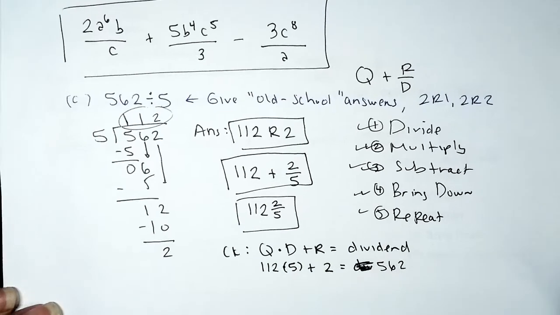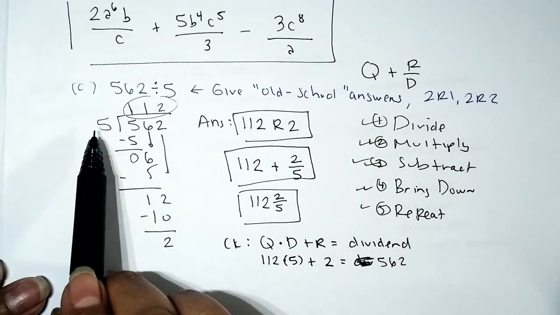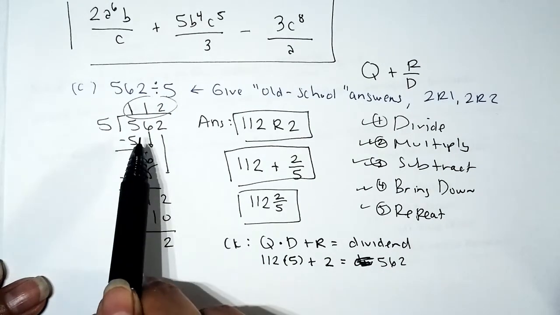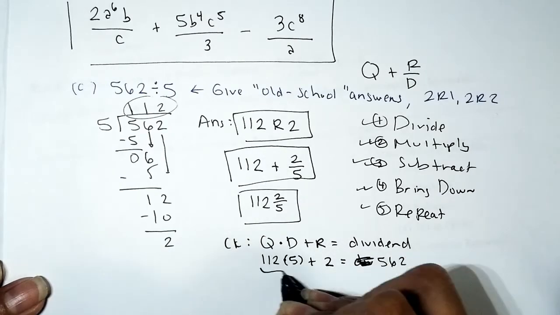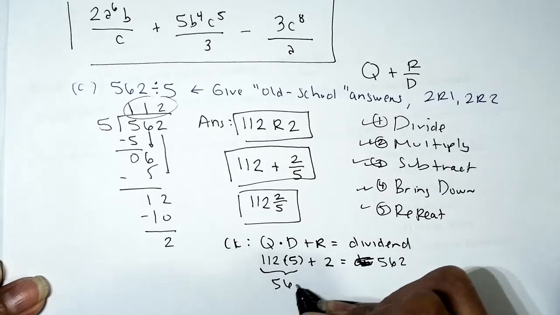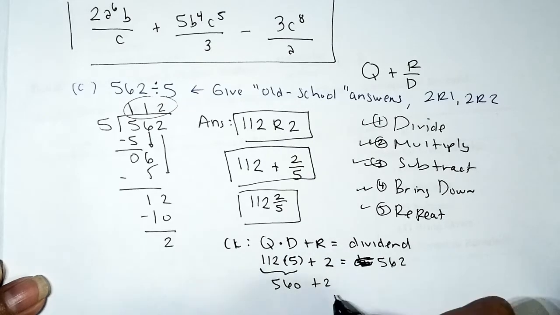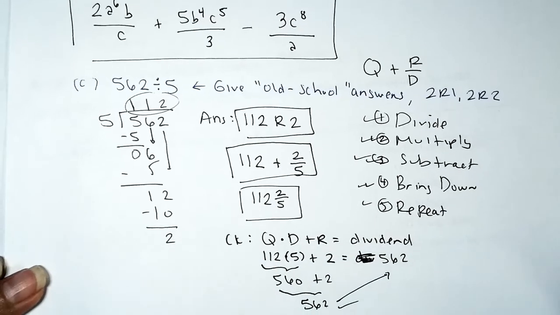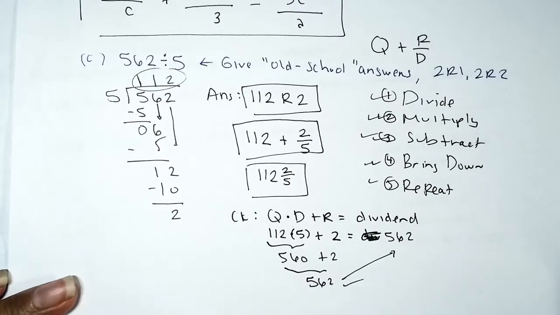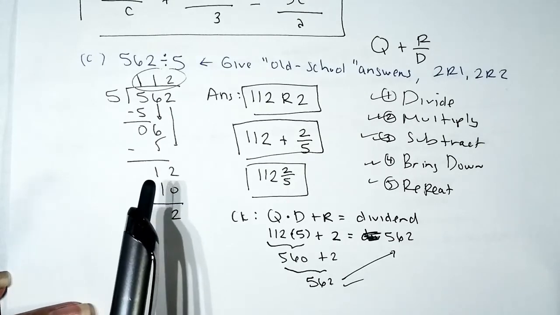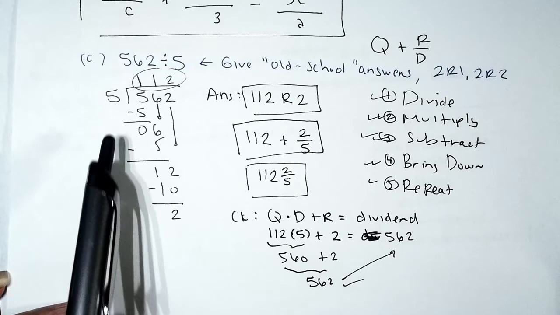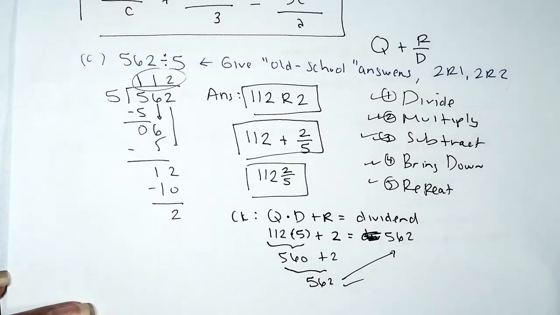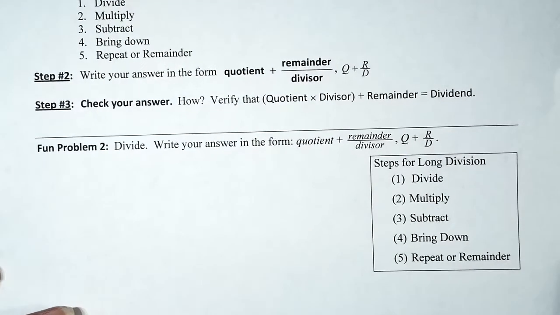Okay, so quotient times divisor plus remainder needs to give us back the dividend. Product of 112 and 5 will give us 560. Sum of 560 and 2 will give us 562, just like our dividend. I don't know if you can see that, sorry. So again, the steps that we use for long division with whole numbers and to check are the same exact steps that we're going to use for long division with polynomials. Sorry, I forgot the checking part.